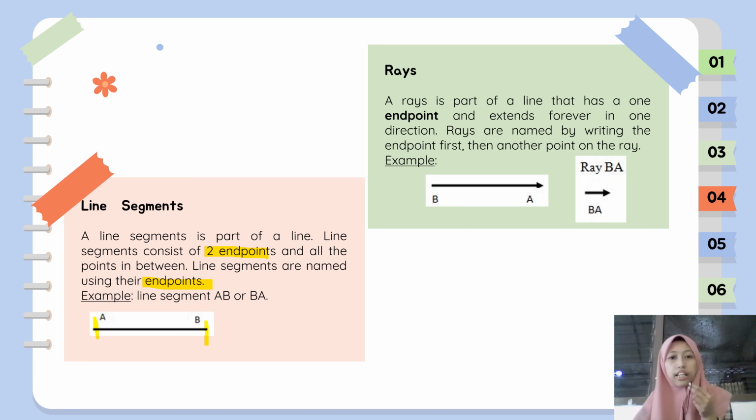So the next is ray. A ray is a part of a line that has one endpoint, and extends forever in one direction. Write the name by writing the endpoint first, then another point on the ray. For example, this is the endpoint. This is a ray. So the ray is called ray BA.